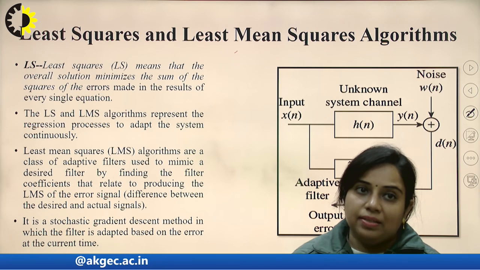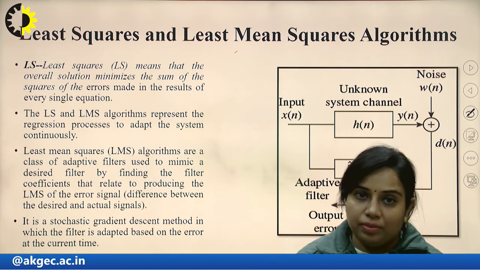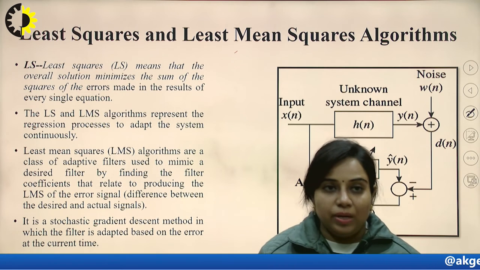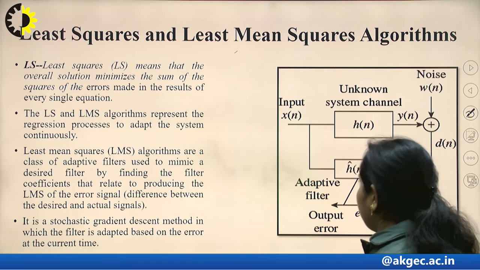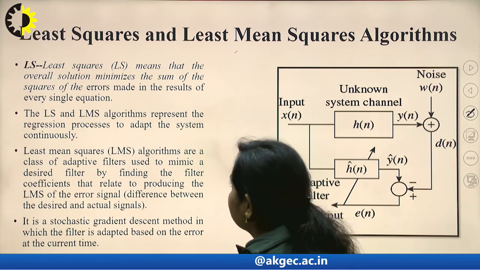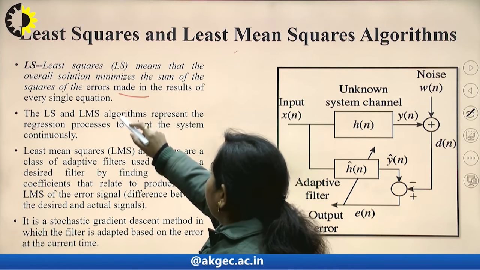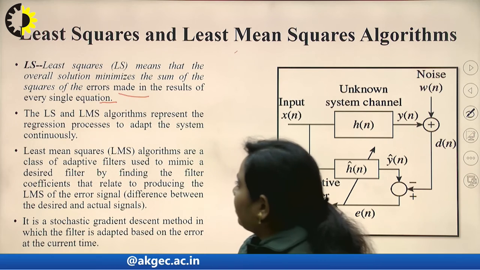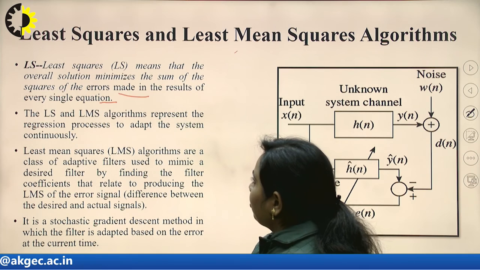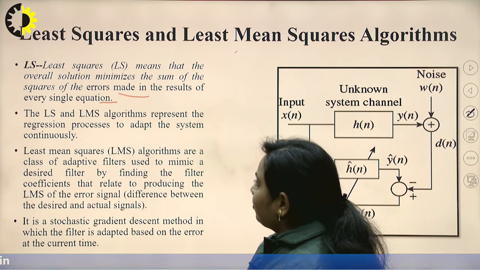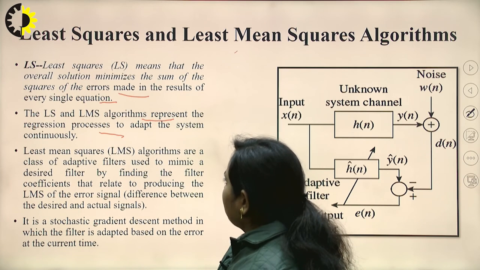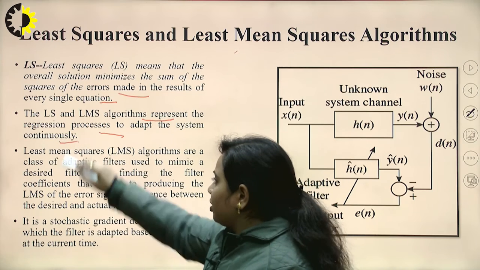Now the last one is the least square and LMS algorithm, that is the most important equalizer that is available. In this case LS means least square, meaning that the overall solution minimizes the sum of the square of errors made in the result of every single equation. So in every single equation whatever we are going to write, the overall solution is going to minimize the sum of square of the error. So the LS and LMS algorithms represent the regression process to adapt the system continuously.